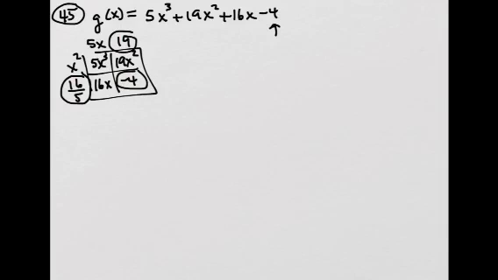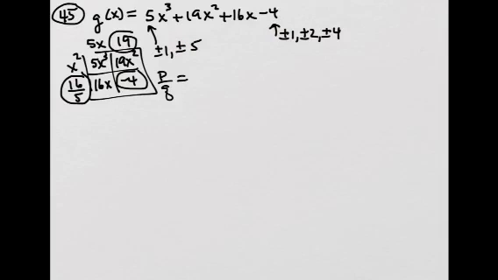So the p-values are plus, minus 1, 2, and 4. These are factors of 4: 1, 2, 4. And then the q values are factors of 5, so plus, minus 1, plus, minus 5. So we do p over q. So we take all of these numbers divided by all of these numbers.